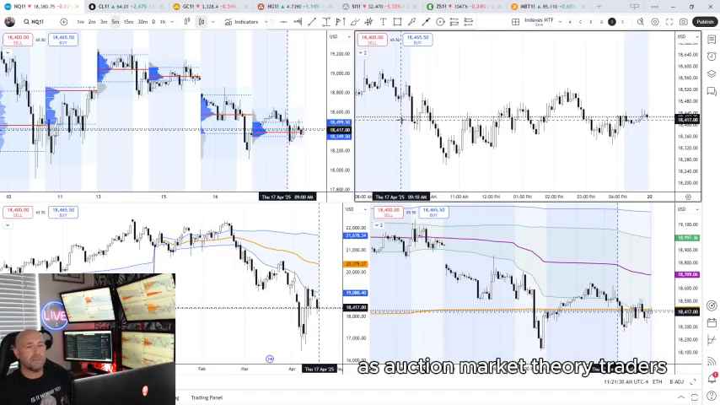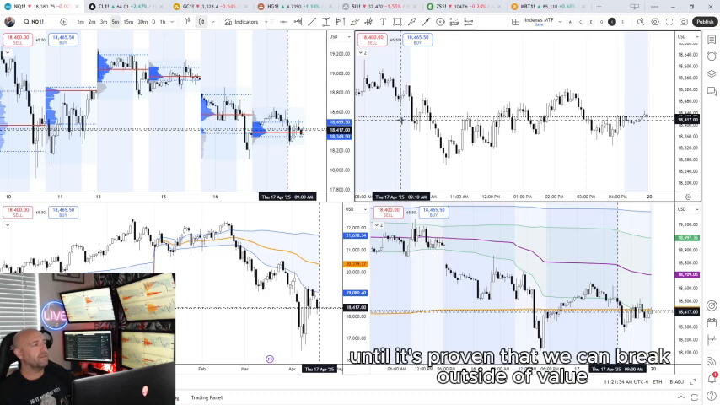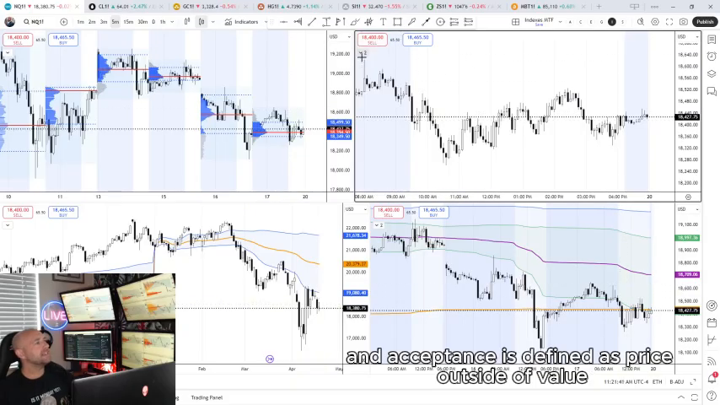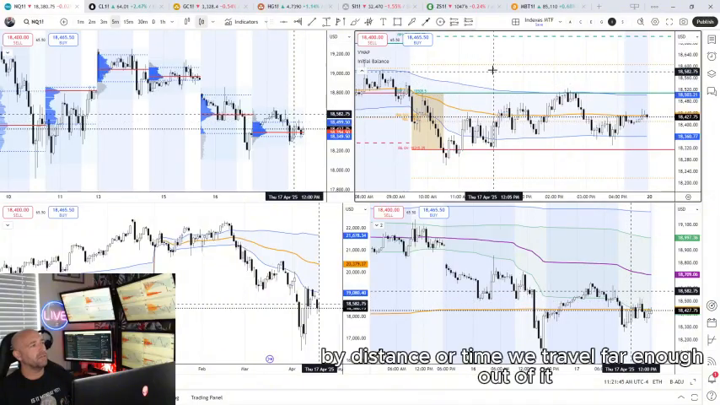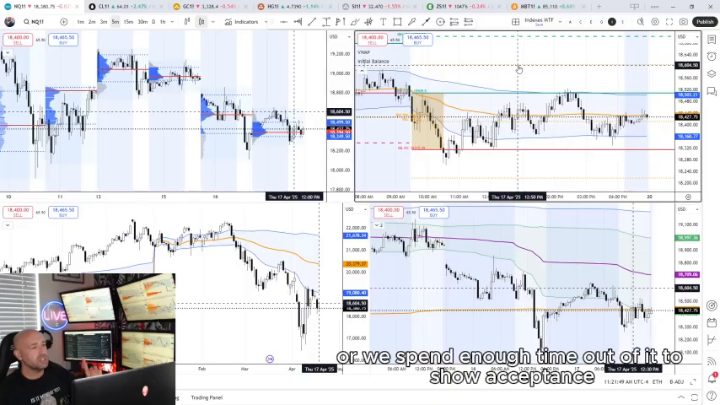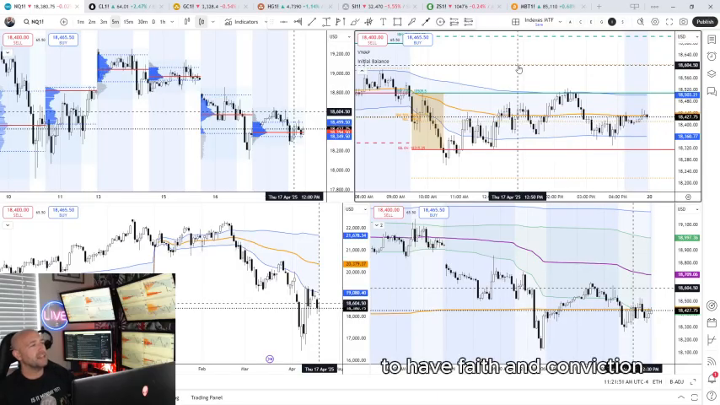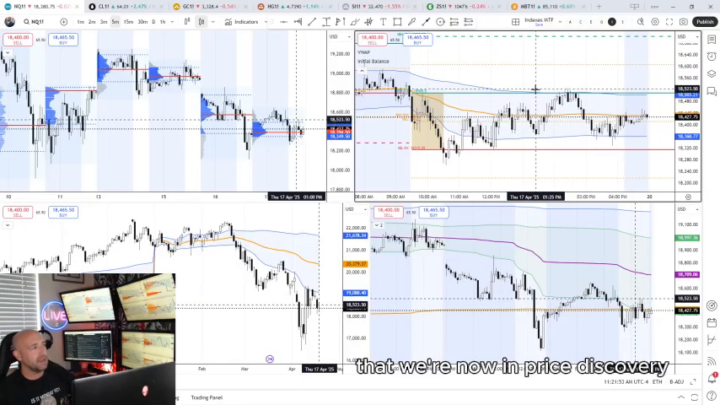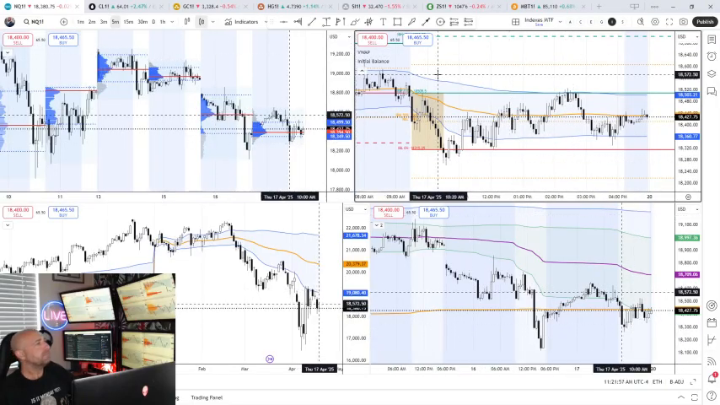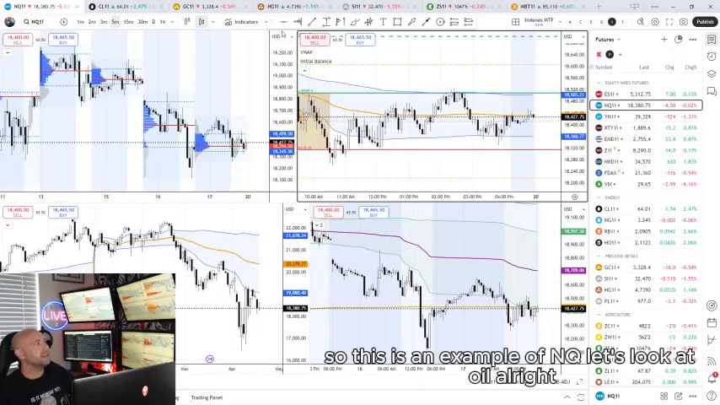As auction market theory traders, we're not looking for a breakout until it's proven that we can break outside of value and show acceptance. And acceptance is defined as price outside of value by distance or time. We travel far enough out of it, or we spend enough time out of it to show acceptance, to have faith and conviction that we're now in price discovery, and then we trade in the direction of the break. Okay? So this is an example of NQ.